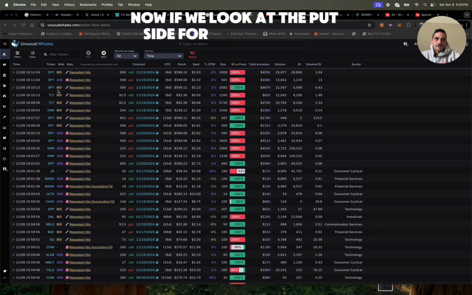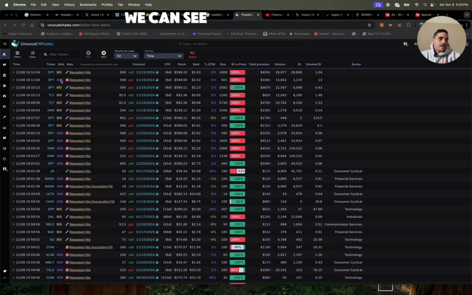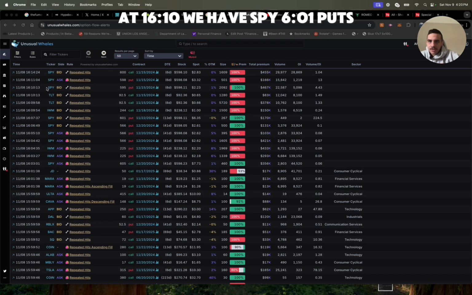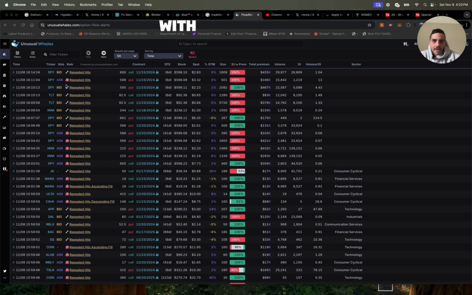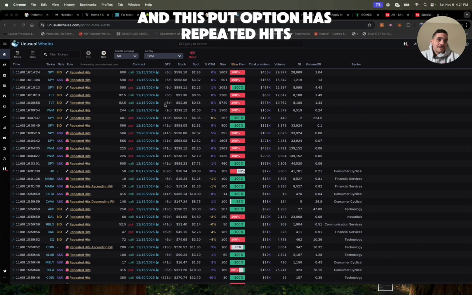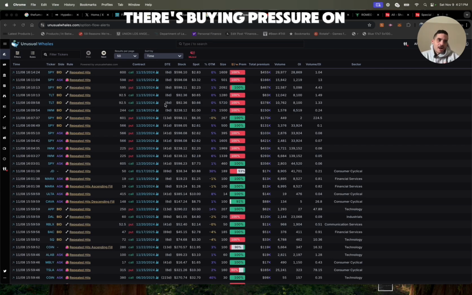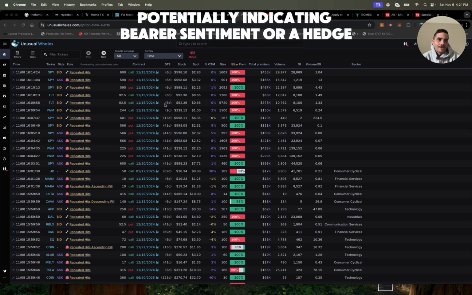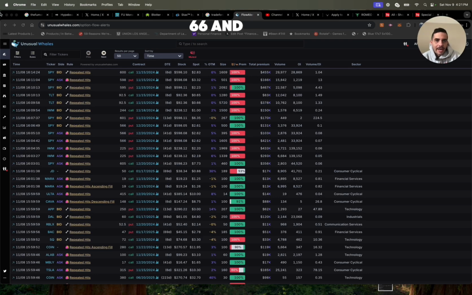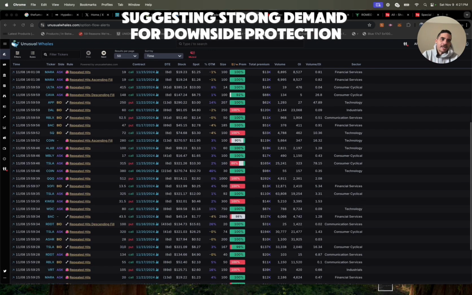Now, if we look at the put side for SPY right here, we can see there's opposing sentiment. We have SPY 598 puts here, with about 166K. And this put option has repeated hits. So this is suggesting that there's sustained interest in the contract, and the bid designation tells us there's buying pressure on the put side, potentially indicating bearish sentiment or a hedge. And with a premium of 166K and a volume to open interest ratio of 13, there's a lot of fresh activity here, suggesting strong demand for downside protection.